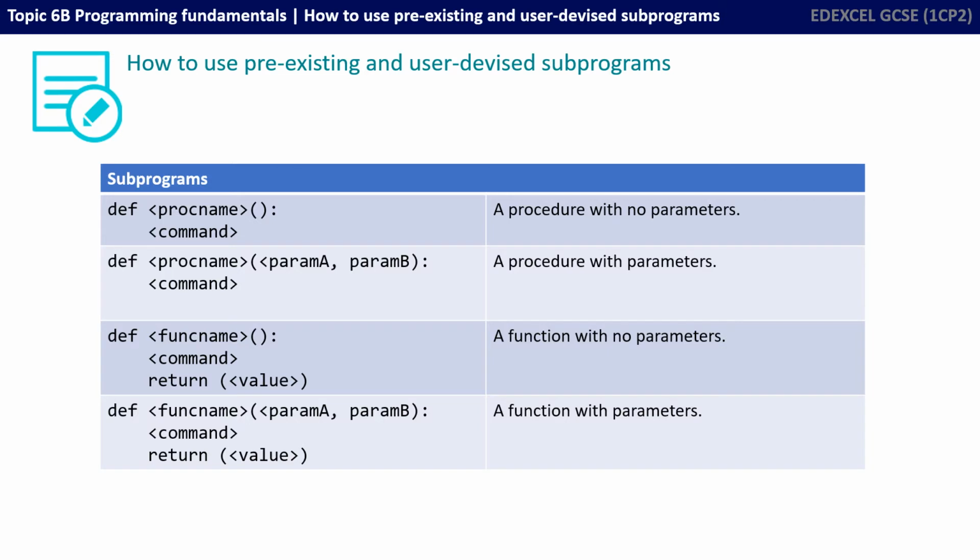So we've just summarised on the screen for you the 4 different ways that you're expected to know to write user-devised subprograms in the exam. And this is from the PLS document. We've got a procedure with no parameters and a procedure with parameters, and then a function with no parameters and a function with parameters. They're all essentially very similar. The difference obviously with the function is you must have a return line.